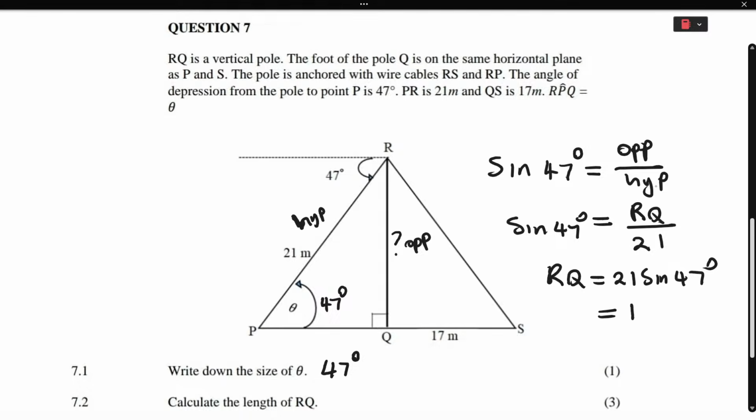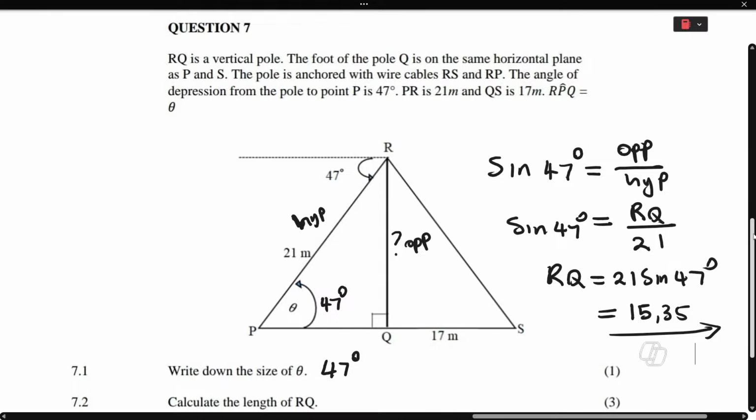15.35. Okay, that's good. 15.35. They are moving with us. Keep up the good work. That is how we do this one. All right, very good. Let's go on.